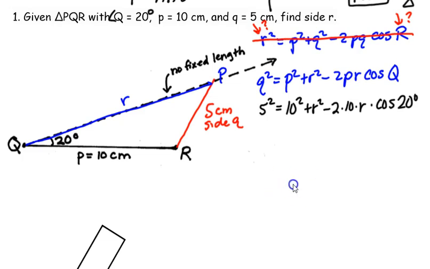But the difference between the ones we've done before and this one is that I have an R squared and an R in my equation, making this a quadratic equation. So you're going to have to remember that to solve it, we're going to need the quadratic formula. So here's the quadratic formula. X equals negative b plus or minus the square root of b squared minus 4ac all over 2a.